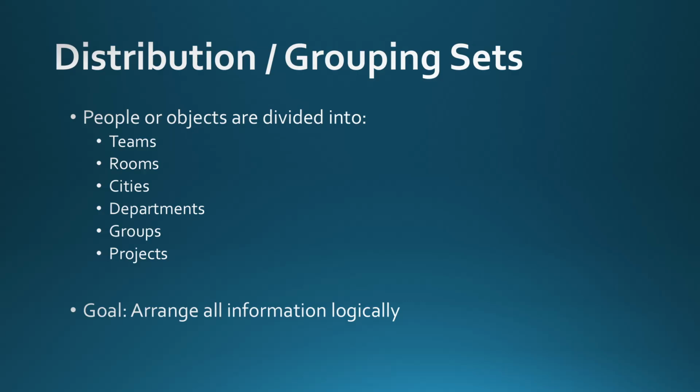First, let us understand what exactly a distribution or grouping set is. In these sets, some people or objects are divided into different groups. For example, students divided into teams, employees assigned to departments, people allocated to rooms, candidates assigned to projects. Our job is to organize all the information properly and answer the questions. The biggest mistake students make is directly trying to solve mentally. Always use a structured table.